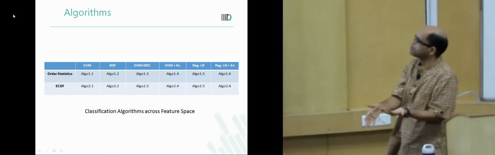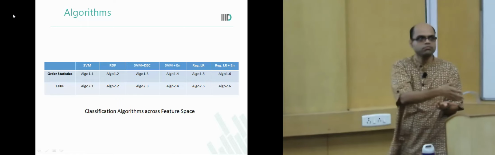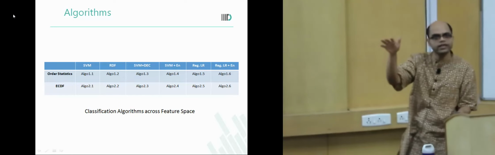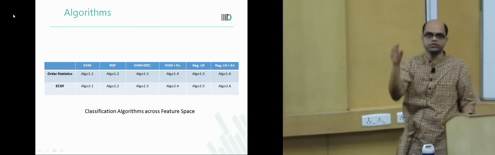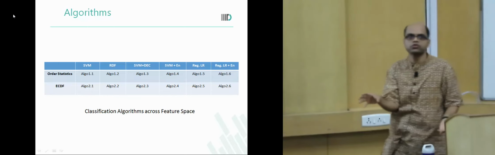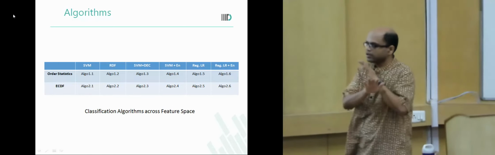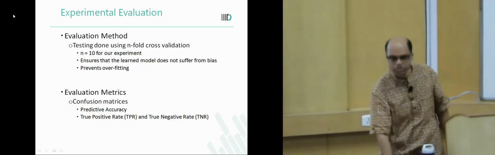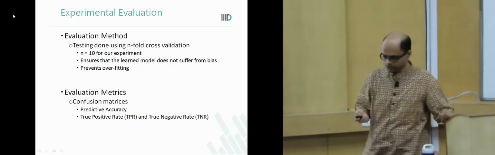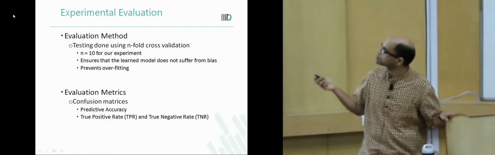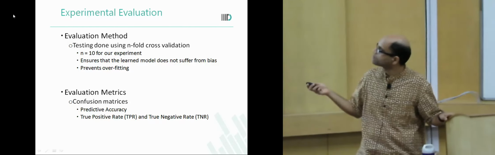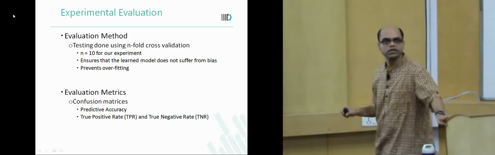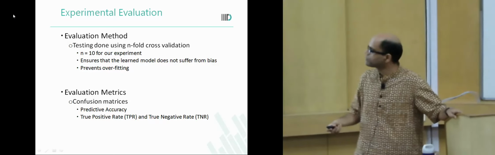On the other dimension, I'm going to look at order statistics, which is mean, median, and mode. And then I'm going to look at a distribution of the data within a window, that is our ECDF. So simple order statistics or a complex distribution of the data that looks at the whole thing. And we then compare across this. Our evaluation is exhaustive. We use n-fold cross validation, and n is equal to 10 for us. This ensures that the results you get are exhaustive.